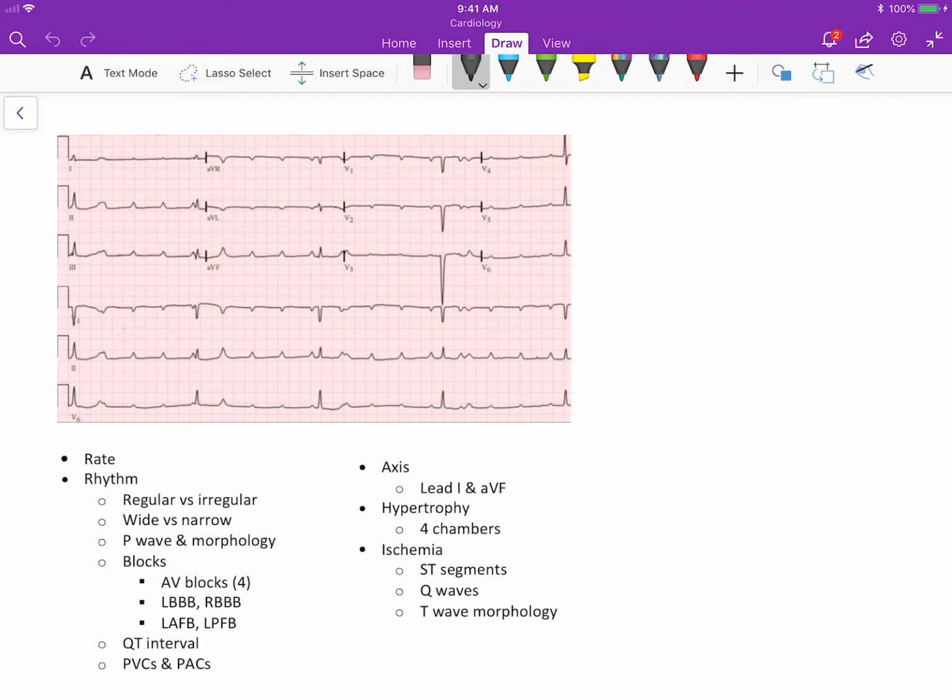I'm going to switch to black. So I'm going to use the counting method. 1, 2, 3, 4, and 5. So 5 times 6 would be 30. So we have 30 beats per minute. And this is defined as bradycardia.